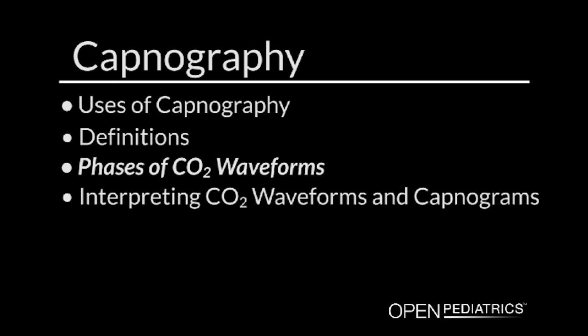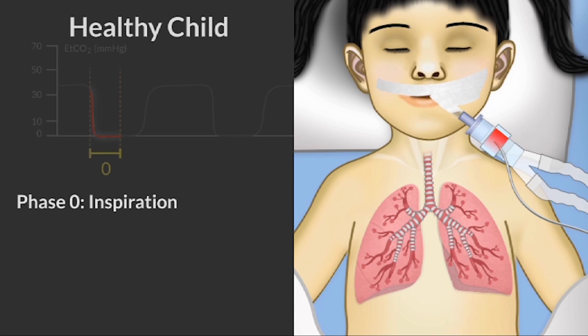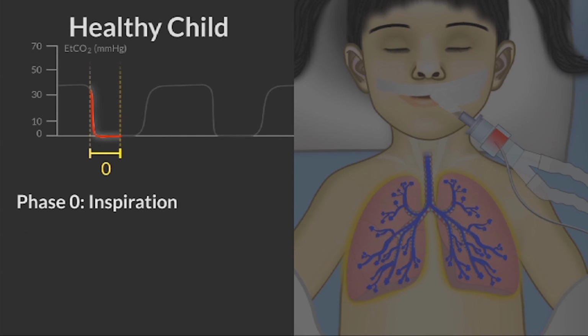Phases of carbon dioxide waveforms. Let's take a look at a normal capnogram of a healthy pediatric patient. Here we're going to look at CO2, which is plotted on the vertical axis, and time, which is plotted on the horizontal axis. Each CO2 wave can be broken down into 4 distinct parts or phases. Phase 0 occurs during inspiration. As the child inhales fresh gas from the mechanical ventilator, it passes by the CO2 monitor sensor, down the endotracheal tube and into the lungs. You can see here that the concentration of CO2 is 0 during this phase.